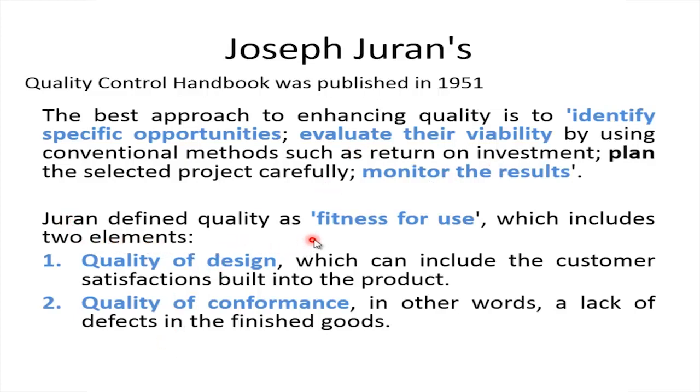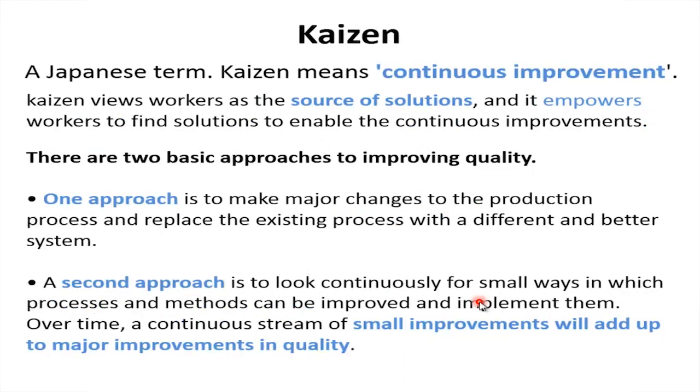Juran defined quality as fitness for use, which includes two elements. What are those? Quality of design, which includes the customer satisfaction built into the product. If the satisfaction of the customer is available in the product, that is the quality of design, designed in a quality way. Quality of conformance, in other words, a lack of defects in the finished good. There should not be any defect in the finished good.